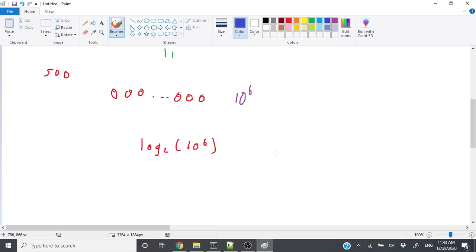It's like the length of 10 to the 6th in binary, because we're just iterating through all binary numbers of length 500. And so 10 to the 6th would be the 10 to the 6th number in binary. And that doesn't have that many bits, meaning that everything else is irrelevant.